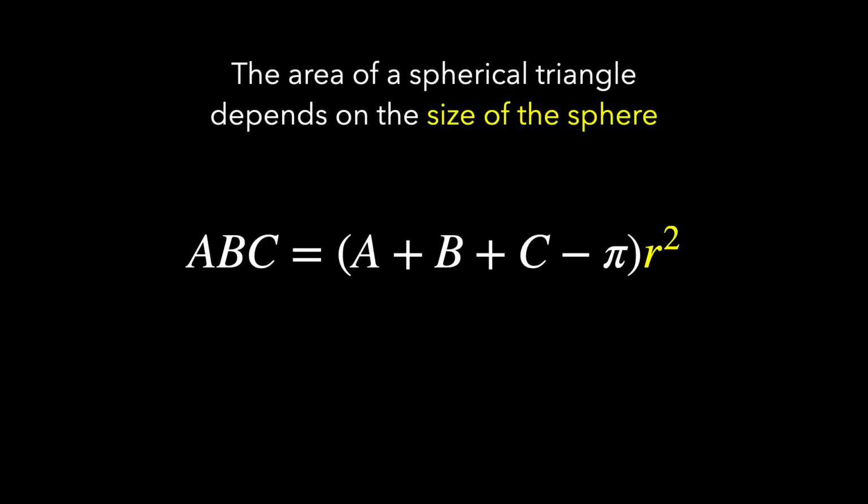Now, the r squared is not surprising. The area of a spherical triangle should depend on the size of the sphere. And in a unit sphere, this would just be 1. It would go away.